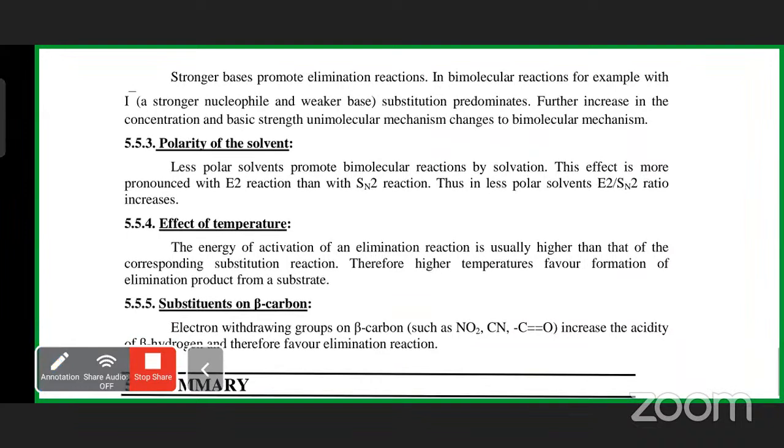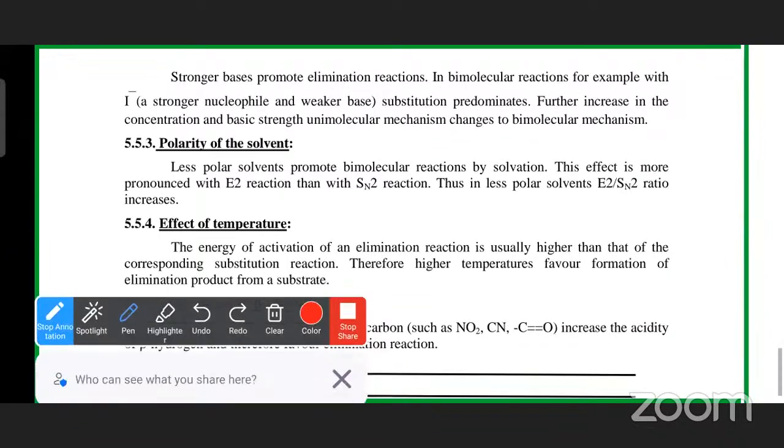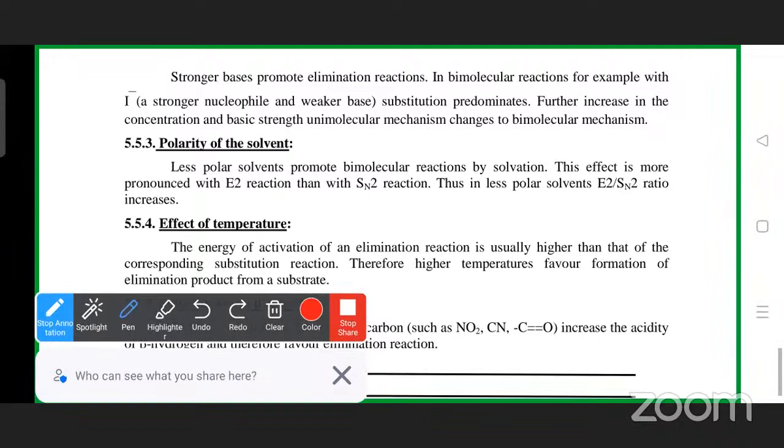Next, the polarity of the solvent. Generally, less polar solvent, for example water is a more polar solvent. If a less polar solvent is there, it promotes a bimolecular reaction by solvolysis. Solvolysis means the water is involved in the reaction. If the solvent is more polar, it promotes the elimination reaction, meaning it favors elimination rather than substitution.